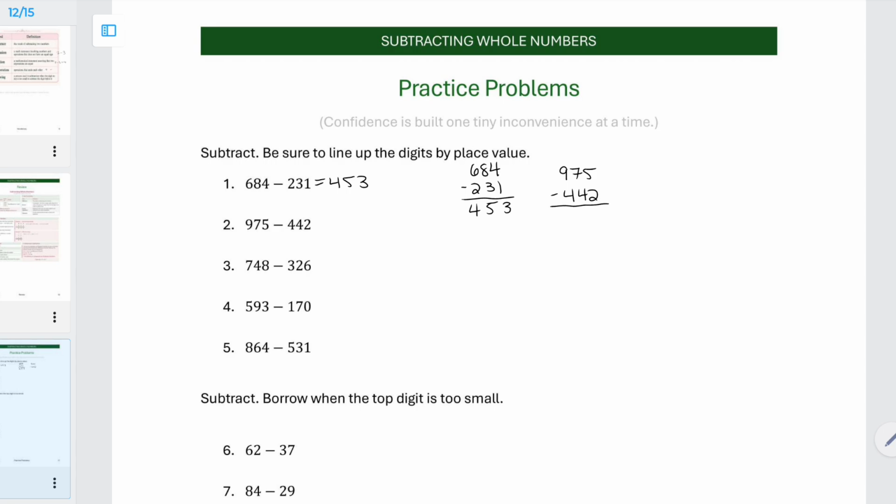Okay, for problem number 2, we have 975 minus 442. All the way to the right in the ones column, 5 minus 2 is 3. 7 minus 4 is 3. And then 9 minus 4 is 5, for a total of 533.